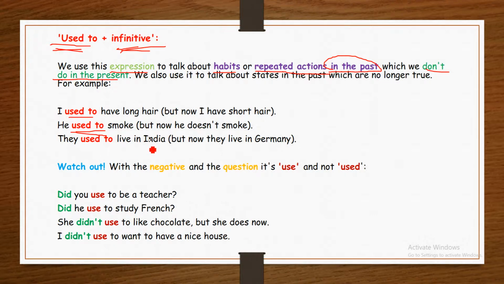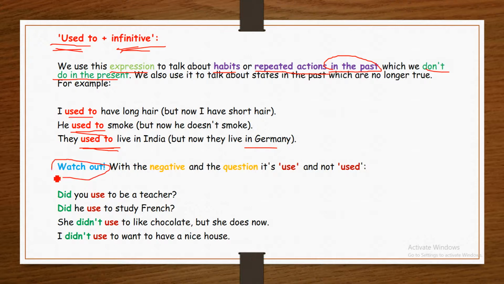They used to live in India. It means they lived in India in the past, but now they live in Germany.